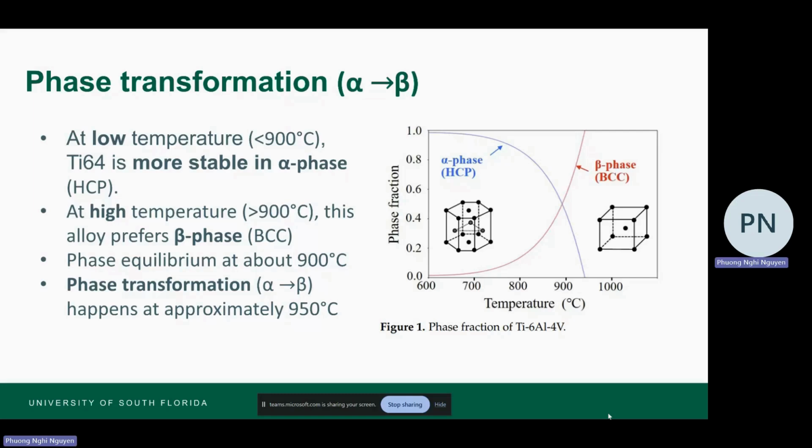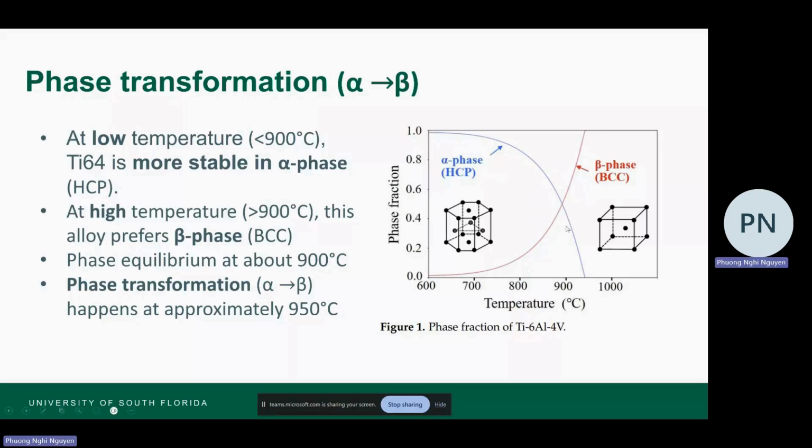At a temperature lower than 900 degrees C, this alloy is more stable in alpha phase. As we can see, the phase fraction of alpha phase at temperatures lower than 900 degrees C is much higher than that of beta phase. And at a temperature equal to 900 degrees C, the phase fractions of alpha and beta phase are equal to each other. This is the phase equilibrium point.